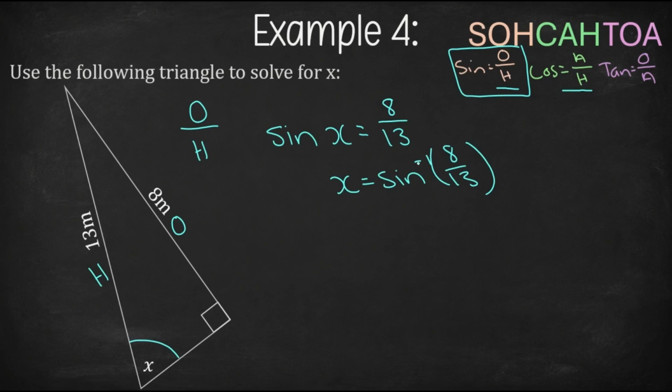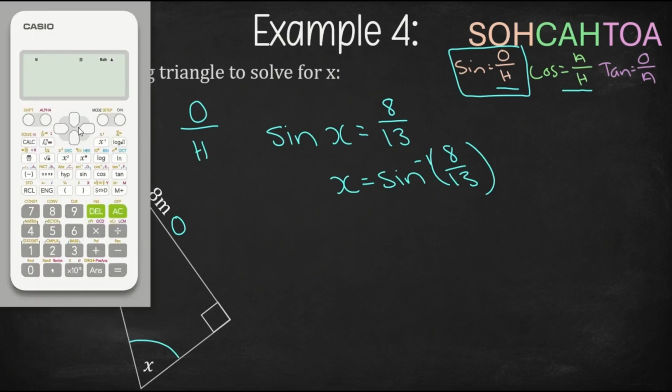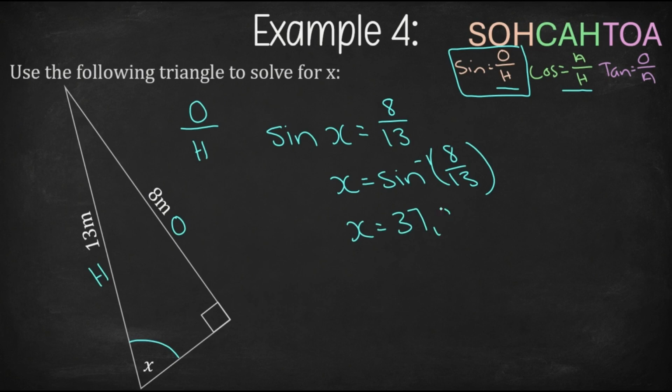And now we only have to punch these values into the calculator. So on your Casio calculator, you're going to press the shift button and then the sine button, and it will give you sine to the negative 1 on your screen. And then 8 over 13, and that is equal to 37,9798, etc. But I'm going to write my answer with 2 decimal places. That means that this 9 in the third decimal place will change the 7 to an 8. Therefore, my answer will be 37,98 degrees. X is equal to 37,98 degrees. And that is your final answer.